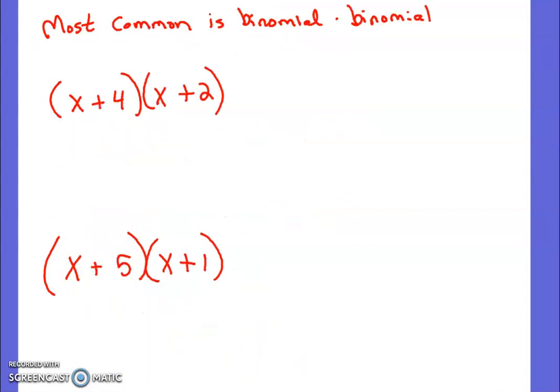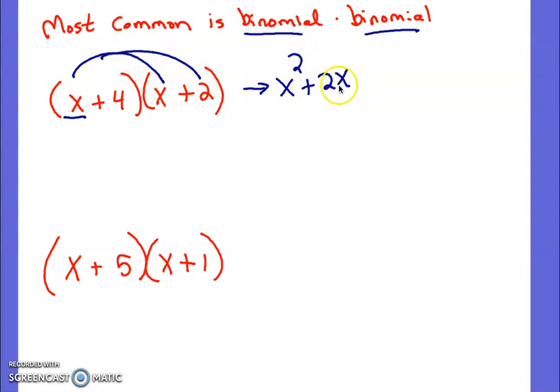All right, the most common that we're always going to do is a binomial times a binomial. And let me show you how to do this, because there's several ways we could do it. The most common way is the way we have written here. We're just going to use the distributive property, but we're going to use it twice. So first we're going to take x times both of these, which is going to give us x squared plus 2x. And then we're going to come back and use the distributive property with positive 4. So positive 4 times both of those. So that would be positive 4x plus 8.